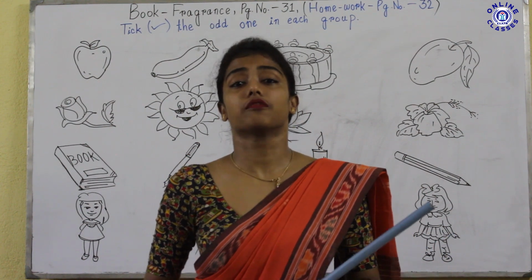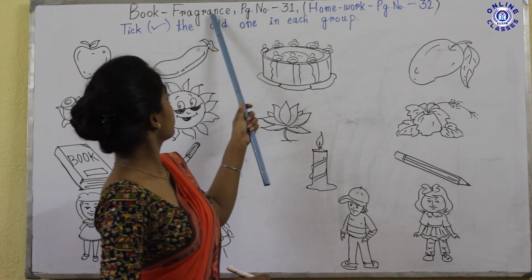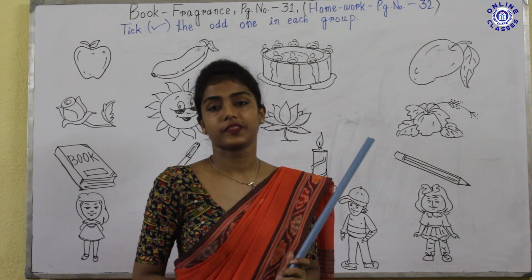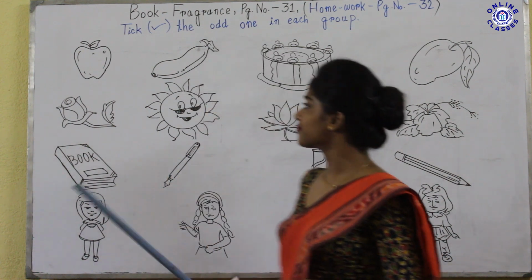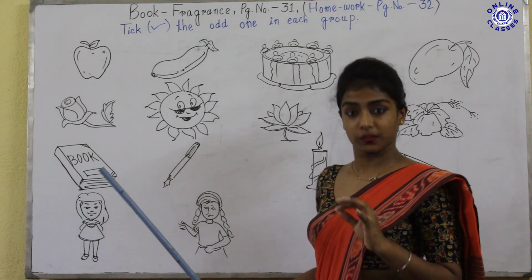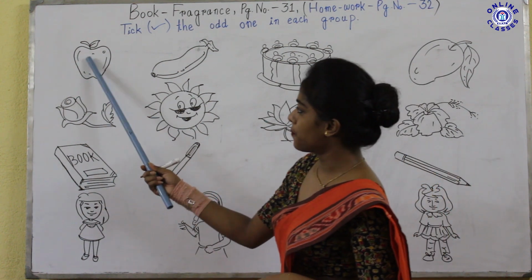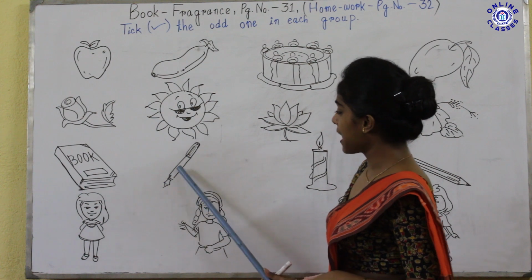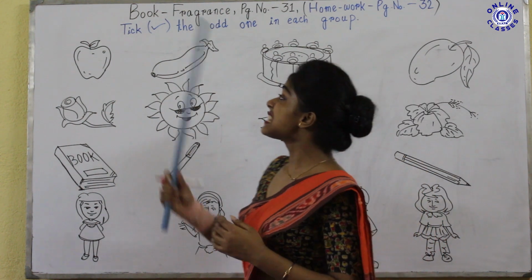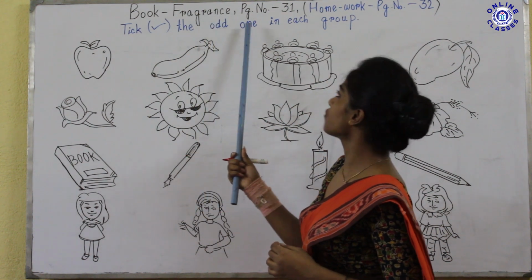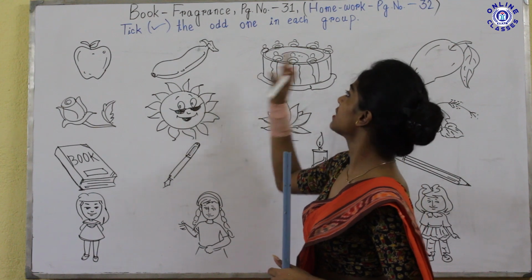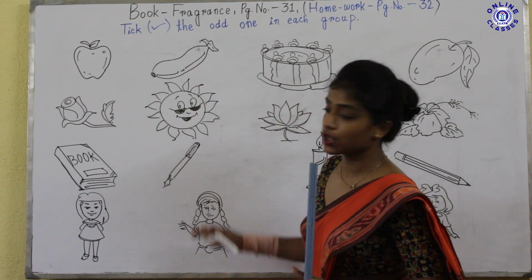Today I will teach you a worksheet from Fragrance, that is on page number 31. Now look at the board. There are so many pictures on the board, right? Like apple, sun, pen, cake. So we have to tick the odd one in each group.